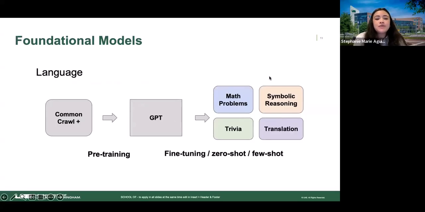And so many times what you'll do is you'll have language, in terms of a corpus, and you will train, and then you'll have GPT. And in order to get some of these tasks, in terms of math problems, symbolic reasoning, trivia, or any type of translation from maybe one language to another.